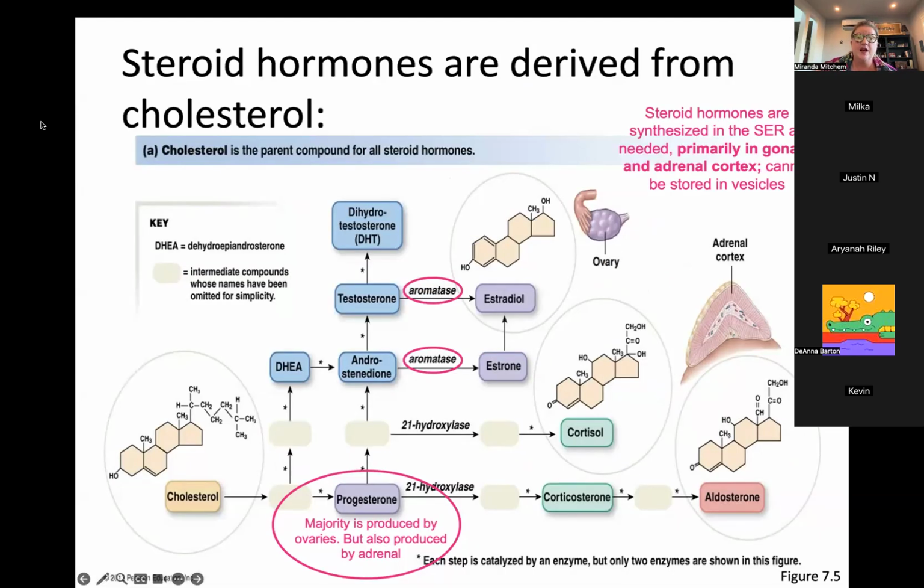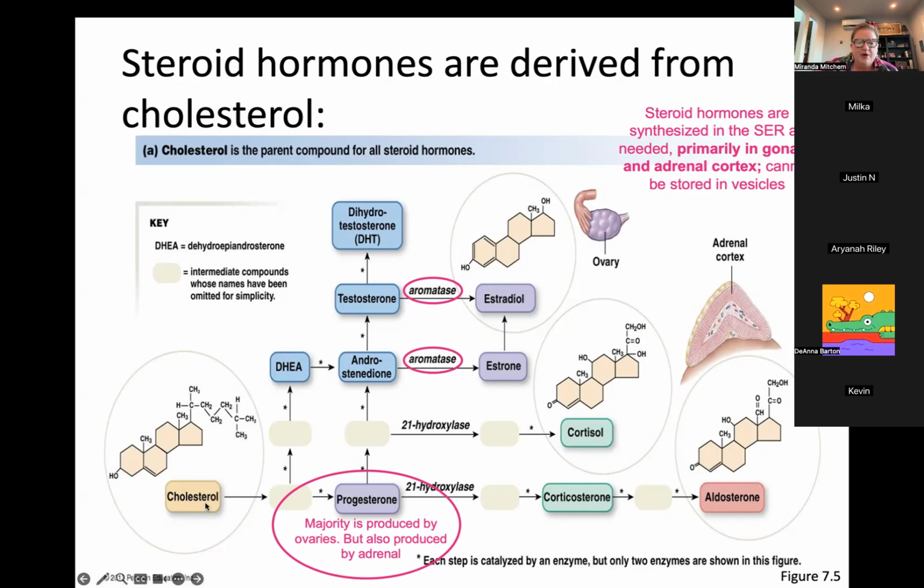Okay, so steroid hormones are all made from cholesterol. So we do need cholesterol. It's an important component of our phospholipid bilayer. It provides structural support there. But it's also the precursor for all of the steroid hormones. So this is cholesterol down at the bottom. It's got four rings and then this big side chain. So every steroid hormone has four rings and then different side chains, which is what makes it different.